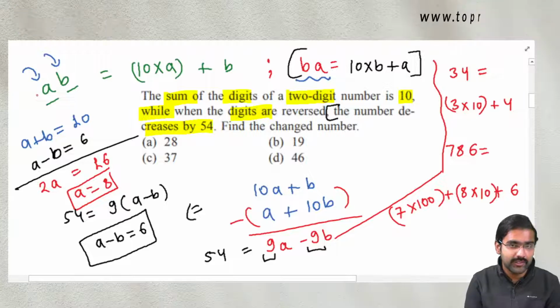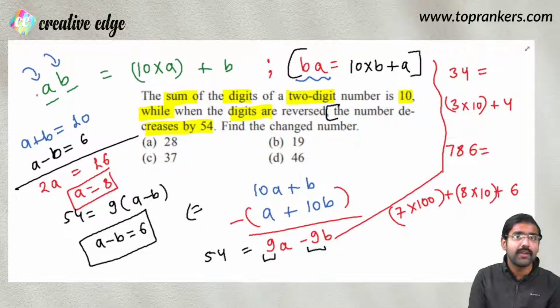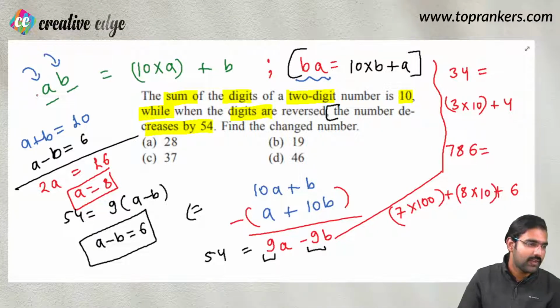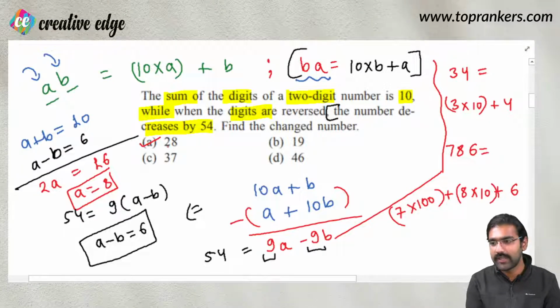So in the reverse number, a should be the unit digit, or in a better language, 8 should be the unit digit, and 8 as a unit digit we are given in only one option, which is option A. Hence you should be marking option A as the correct choice.